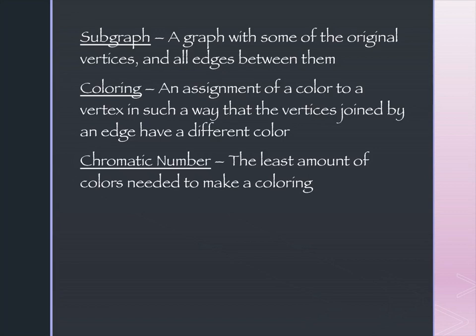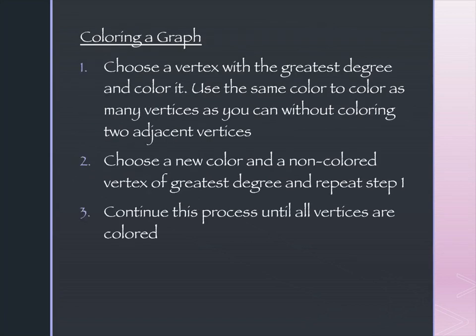So in order to talk about a coloring, we need to talk about how we would actually create one, and that's what we're going to do next. In order to color a graph, or to create a coloring for a graph, we choose a vertex with the biggest degree. They may have several that all have the biggest degree. We just pick one of them, something with the biggest degree.